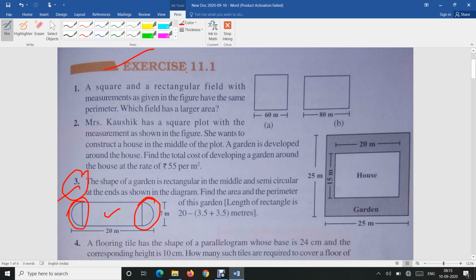There are two semicircles and one rectangle, but there is one more thing: the length of this rectangular garden with these two semicircles is 20 meter, meaning the total length of this diagram is 20 meter. But we need to find the area and the perimeter. Then we need to separate the length of the rectangle. For that we need to find the length of this rectangle, that means from this point to this point. See the solution of this question.